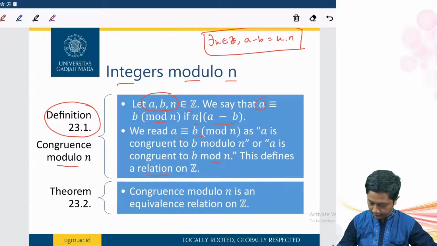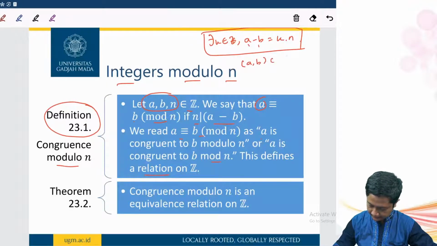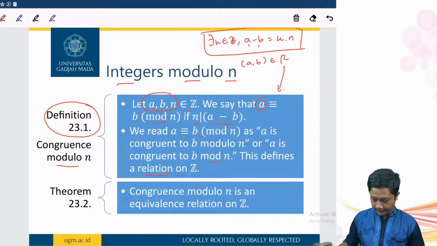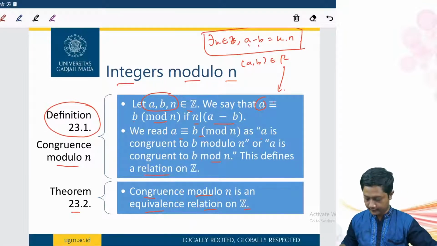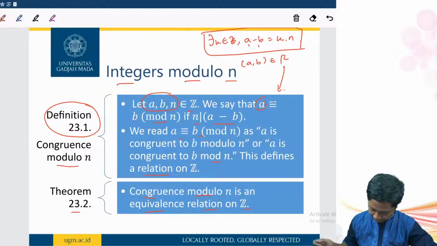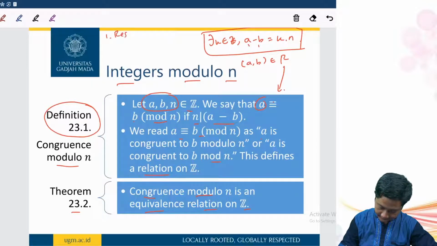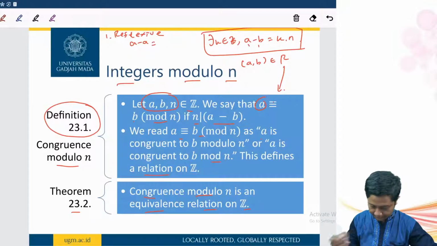Why? Because we have two things here, correct? So I have a, b in this relation. So I use this relation. And moreover, we have this theorem that says the congruence modulo n is an equivalence relation on Z. Why? We check one by one. First is the reflexive. Why? Because we have a minus a, right? For every integer a, of course, that's equal to 0.